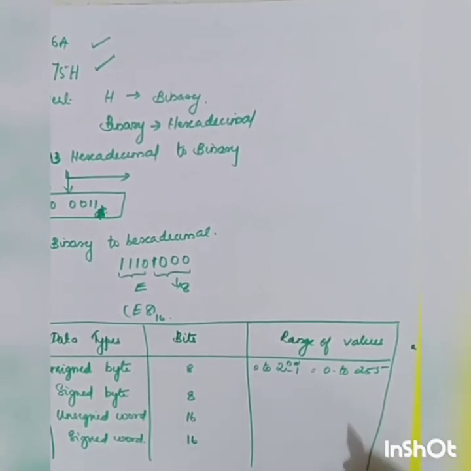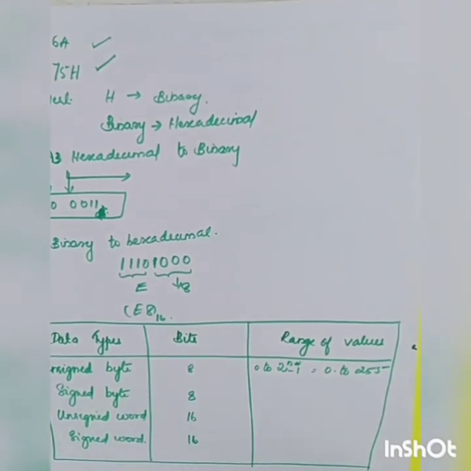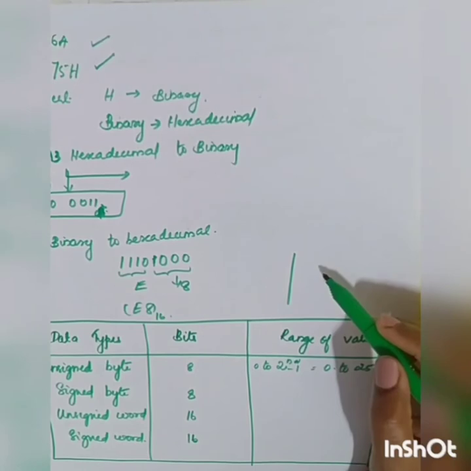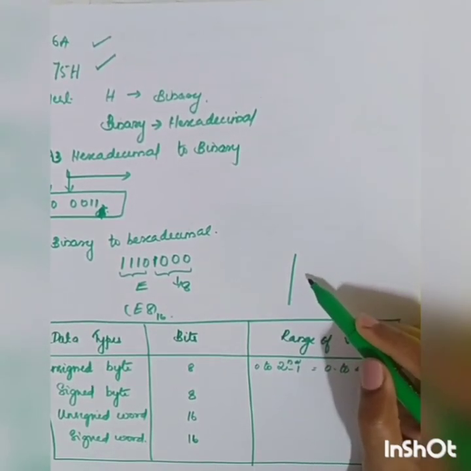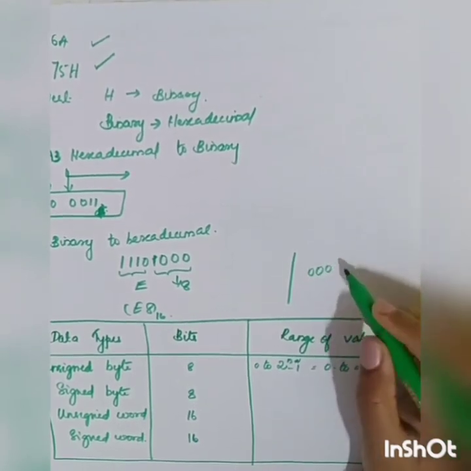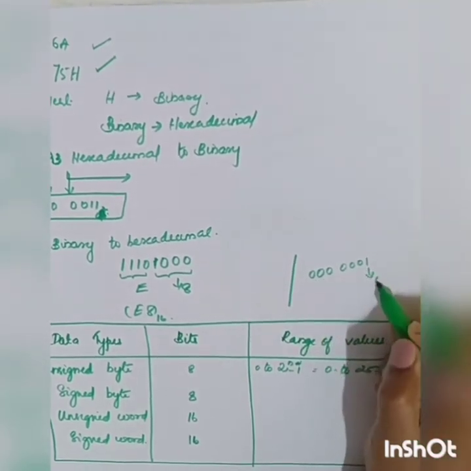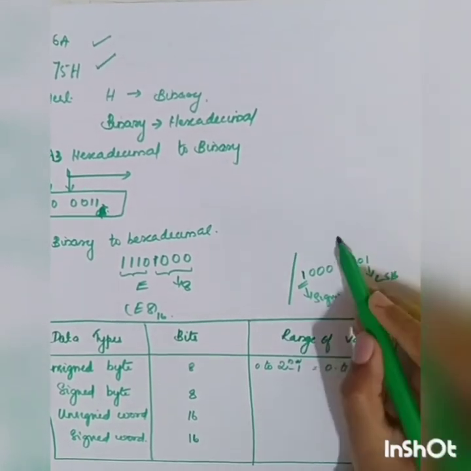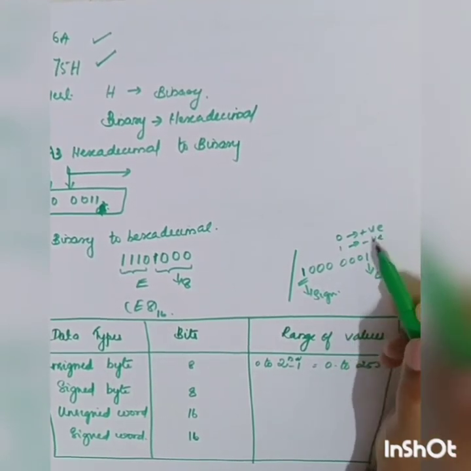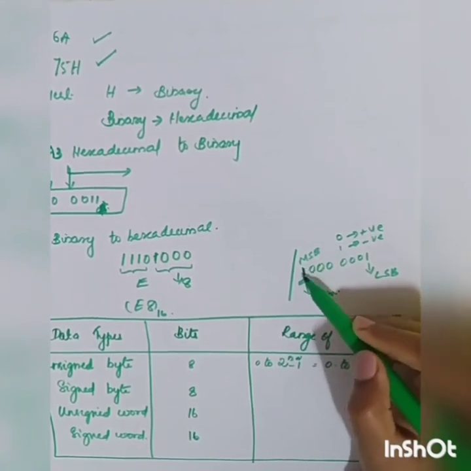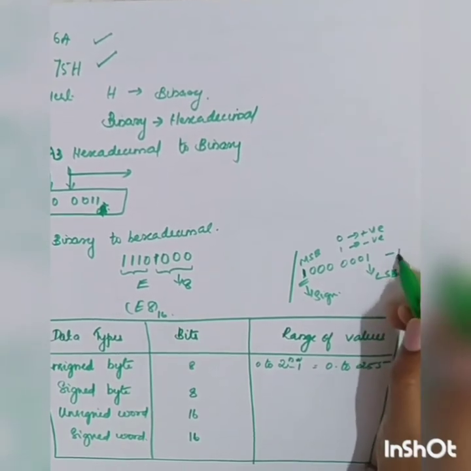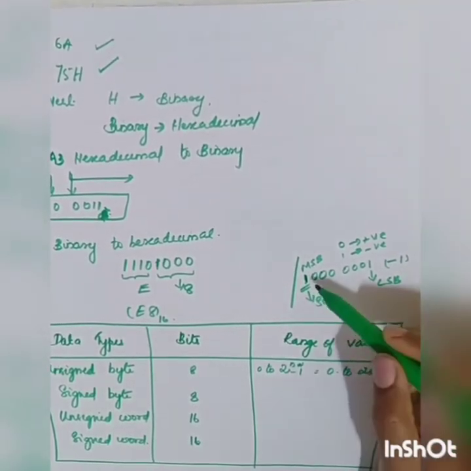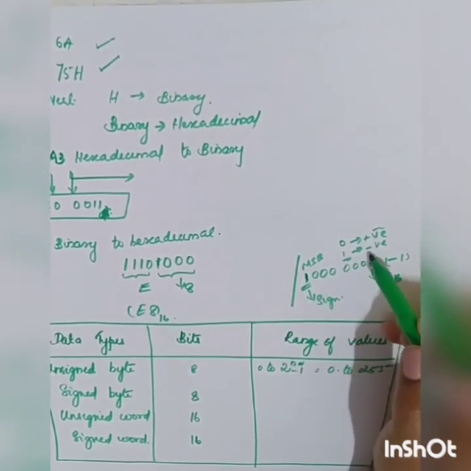Second one, signed byte. What is meant by a signed byte? It consists of both negative as well as positive values. Normally a signed byte is represented by 2's complement. For example, negative 1 is represented by 8 bits, 0000 0001. Now this is your LSB. Your most significant bit will signify your sign, whether it is positive or negative. 0 stands for positive and 1 stands for negative. So in the case of signed byte, the MSB signifies the sign. If it is 0, it is positive. If the MSB is 1, it is negative.